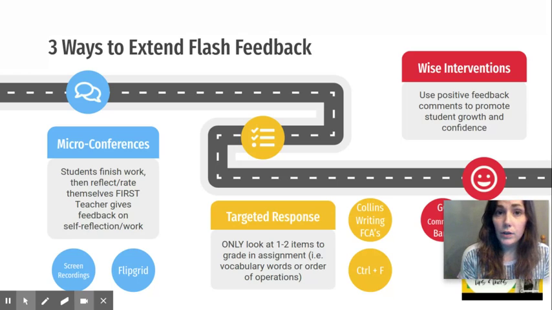Another way you can do flash feedback is to do what's called a targeted response. And this is what I talked about earlier, where you only looked at one or two items in the assignment to actually assign points to. So you may want them to do a paragraph, but you're only actually awarding points if they have a great topic sentence and one supporting detail.